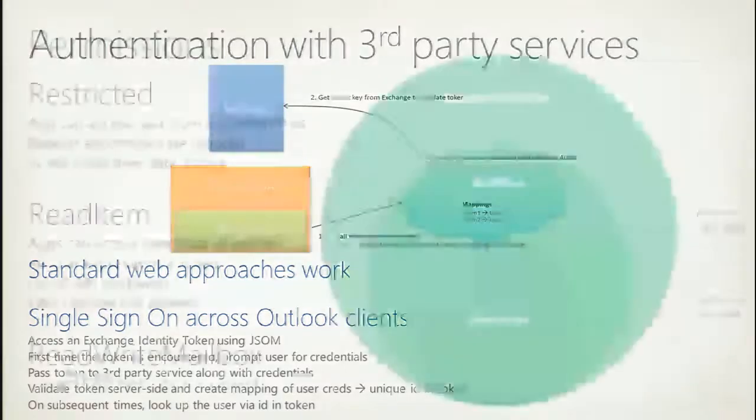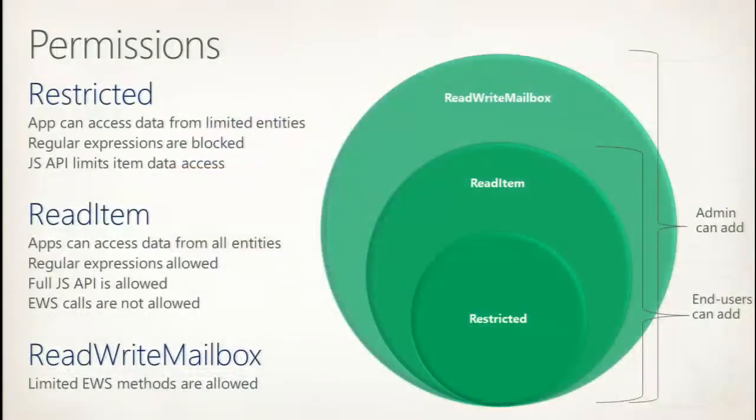The last point about data access and API access is around permissions. Mail apps have to specify what permission level they're going to use. They have to declare explicitly within the manifest what level of API access they will need. And we have three levels within mail apps: restricted, read item, and read write mailbox.